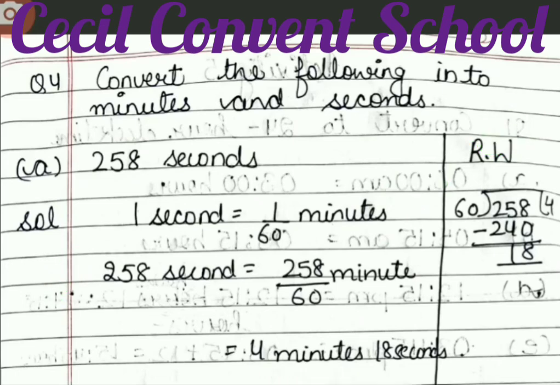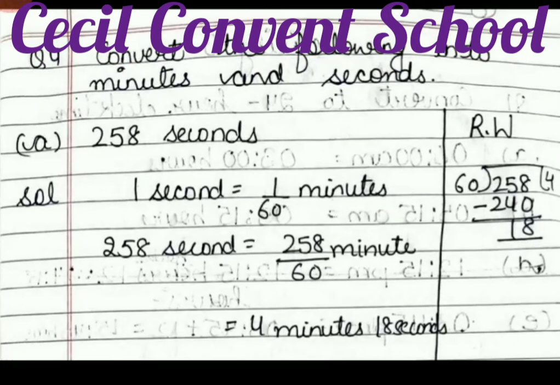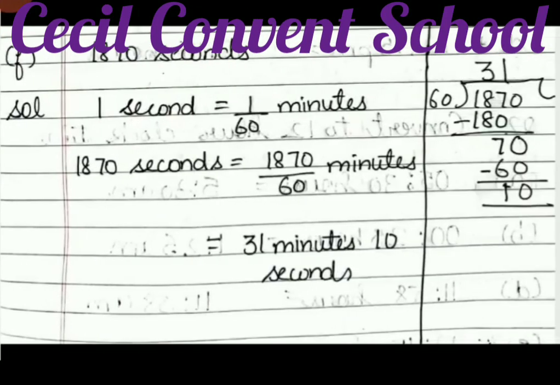Clear? Now see, 60 and 258 when we divide, 4 will come as a quotient, and this quotient will be the minutes, and whatever is left, that will be considered in seconds. So the answer will be 4 minutes 18 seconds. Clear? Now students, we do F part.